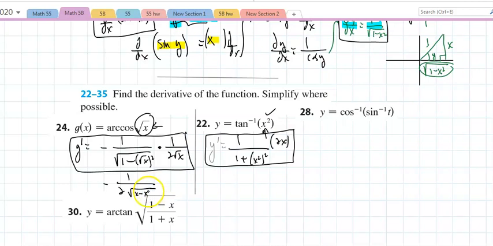x squared. And here, that would equal 2x over 1 plus x to the fourth. The tough part is not taking the derivative. The tough part is going back, which is the next chapter.